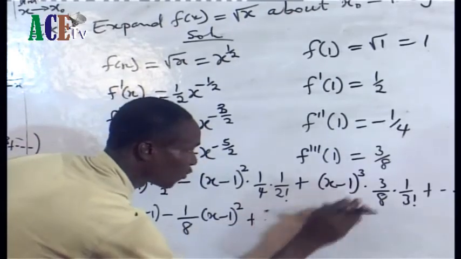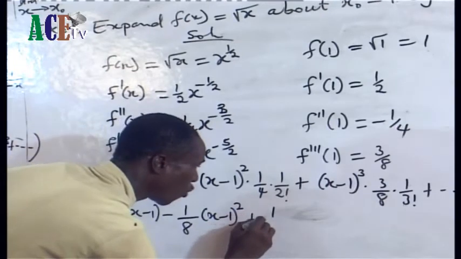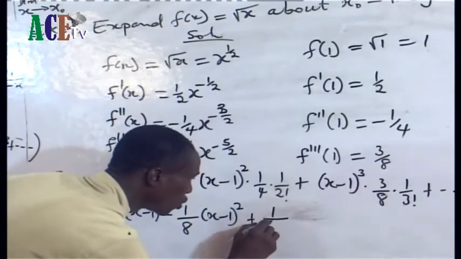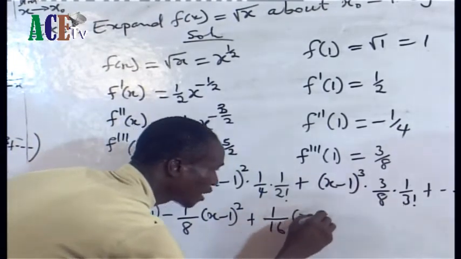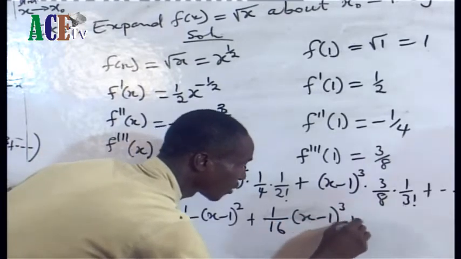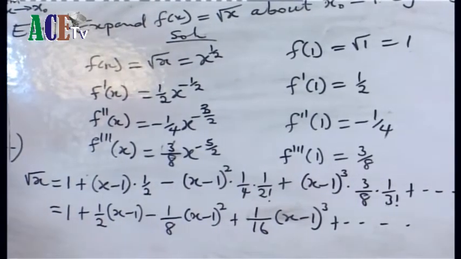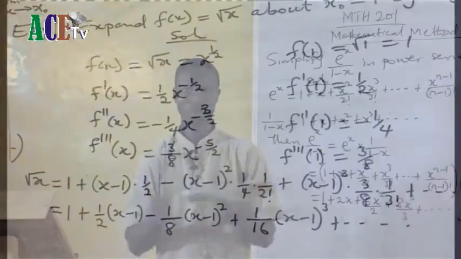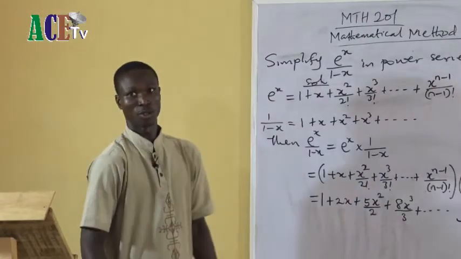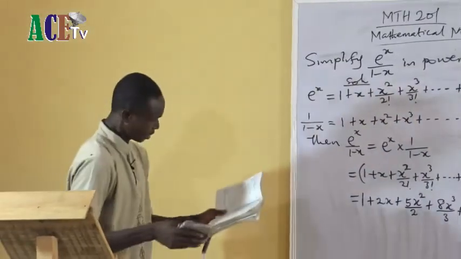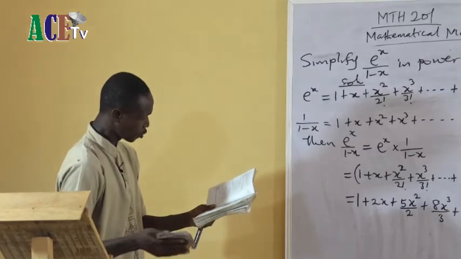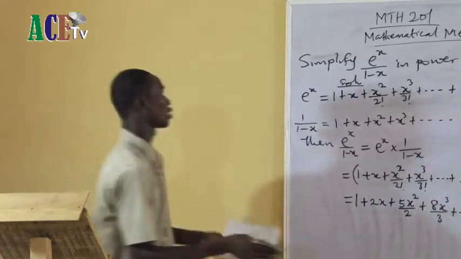Let me write the value first. I write 1 over 8 times 2, 16 x minus 1 raised to the power 3, and so on. And that is the Taylor expansion for that product. So, if you want to use Taylor expansion, just go that way, and that is all.